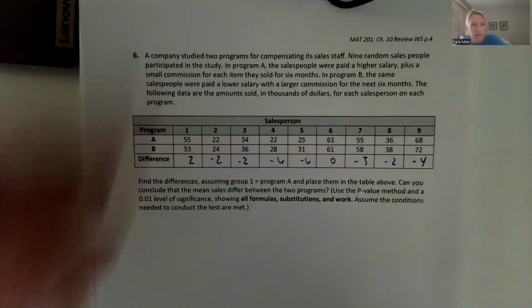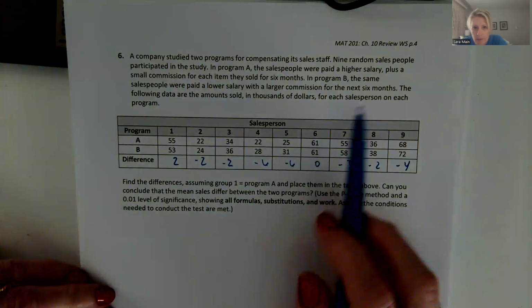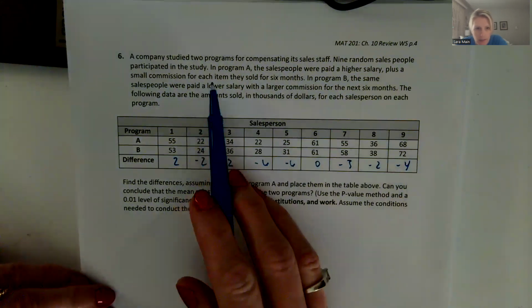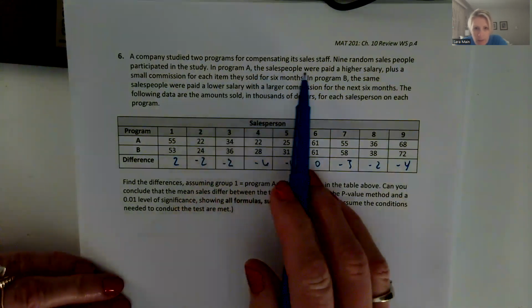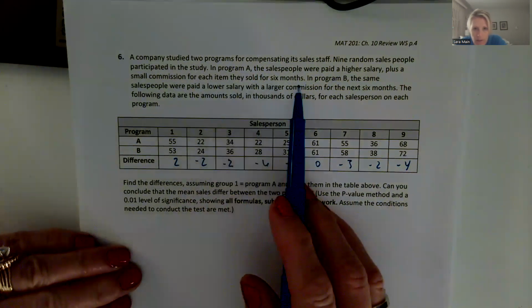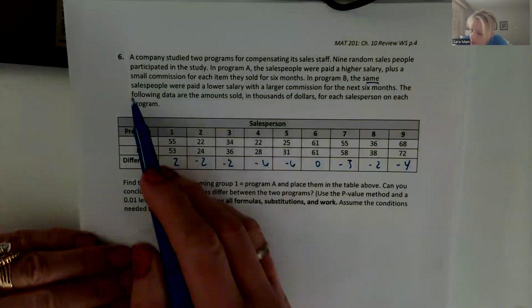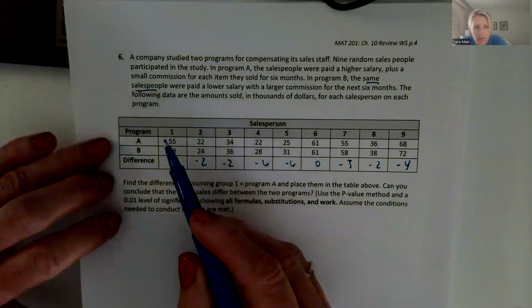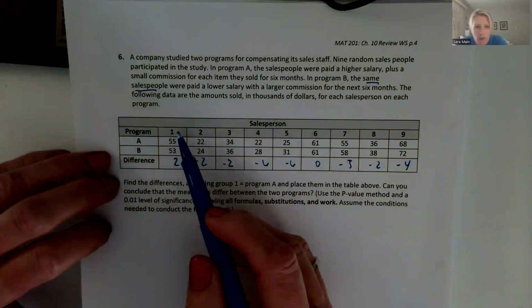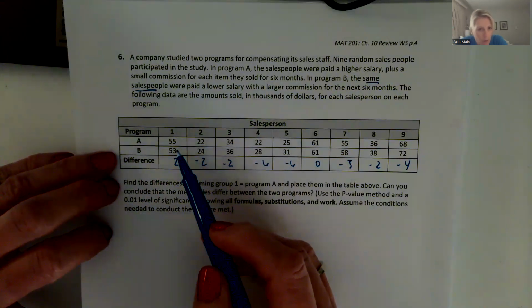Number 6 says, a company studied 2 programs for compensating its sales staff. 9 random salespeople participated in the study. In program A, the salespeople were paid a higher salary plus a small commission for each item they sold for 6 months. In program B, the same salespeople, so the same salespeople, that tells you that it's paired because it's salesperson number 1 using pay program A versus pay program B.